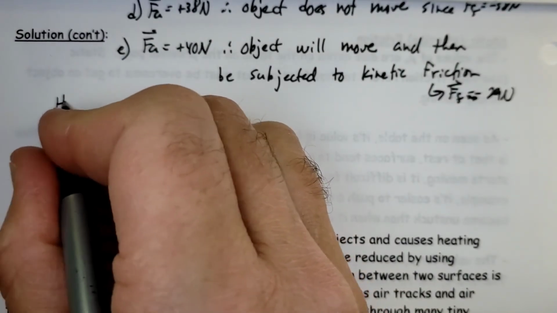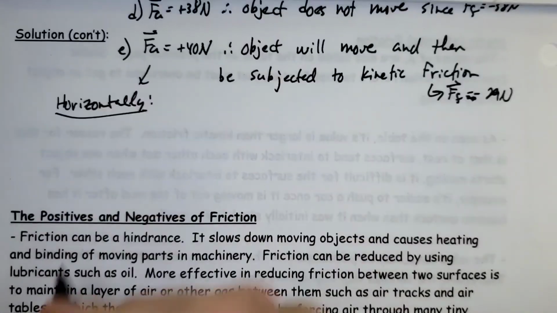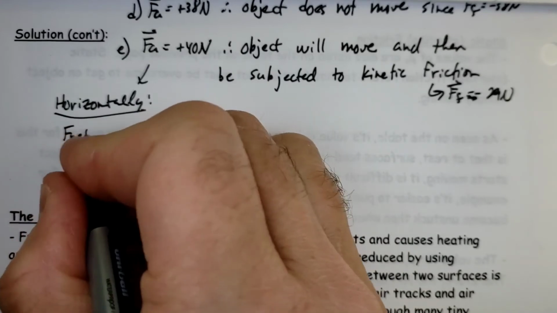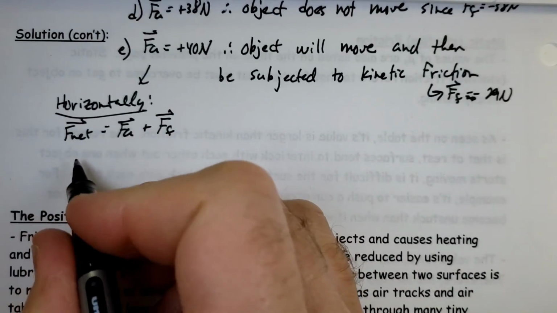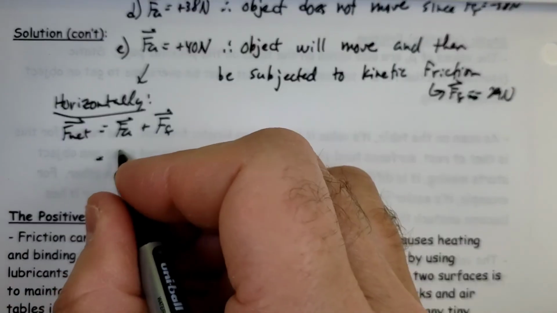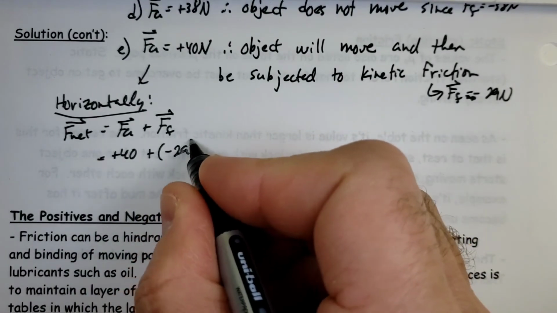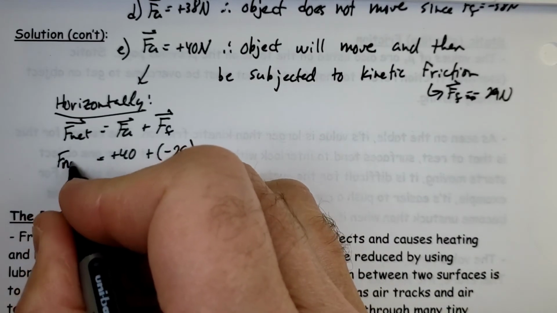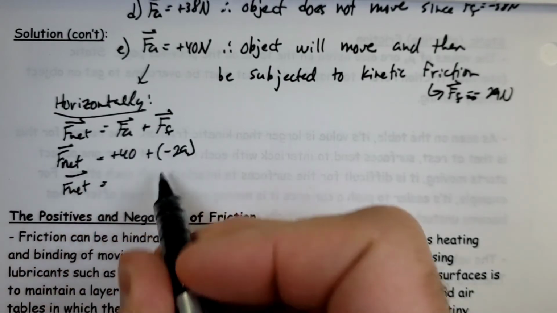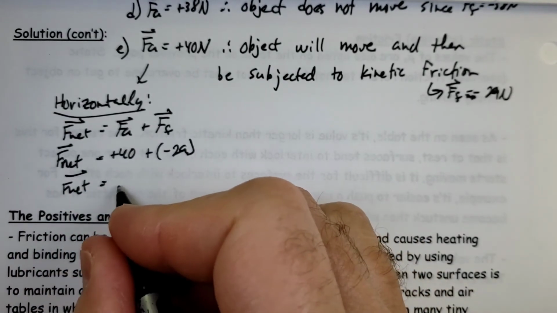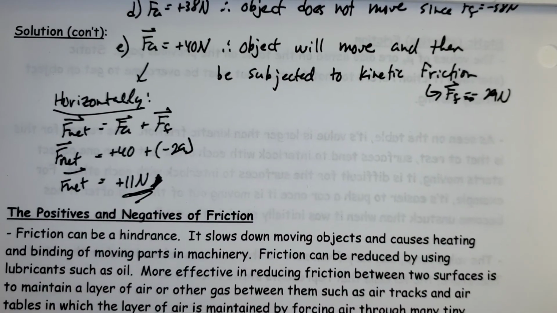Okay, so let's look at this horizontally then, at this part. If I'm looking at this scenario horizontally, F net is equal to my applied force plus friction force. Now, I'm applying 40 and I have -29 working against me. So I will have a net force being exerted here. F net is going to be equal to 40 minus 29. That's going to give me an overall force of 11 newtons.